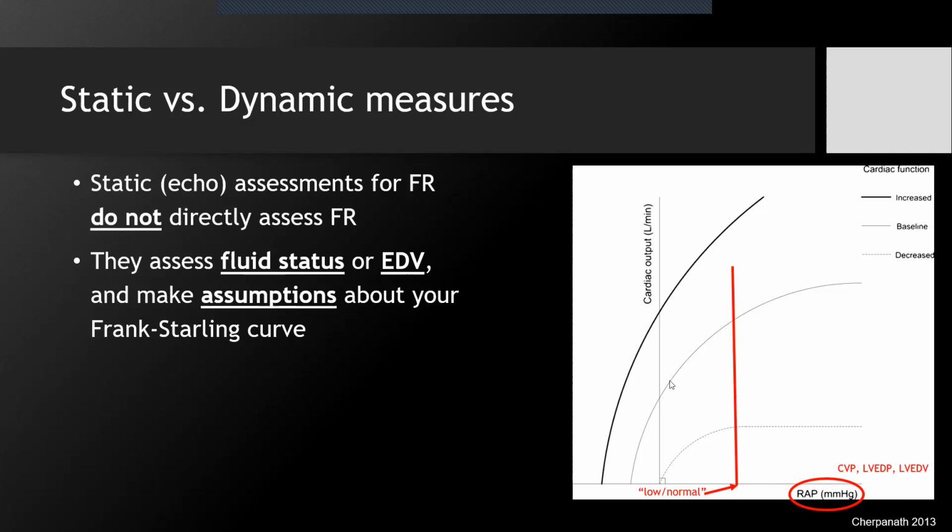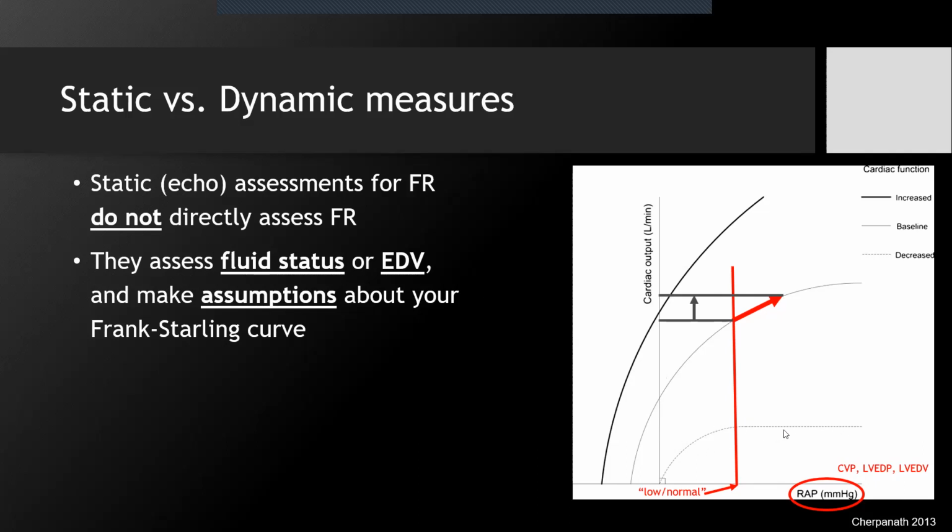And you'll say, well, I use my echo or whatever static measure I have to determine that we have a low CVP. And therefore, I will assume that their Frank-Starling curve is normal. And therefore, by increasing their CVP, increasing the right atrial pressure, giving more fluids, I'm going to achieve an increase in cardiac output. But that's a major assumption, right? You're assuming this Frank-Starling curve and not this one.